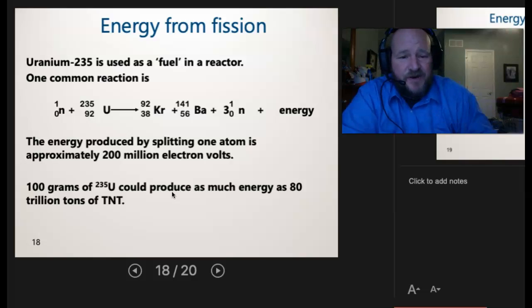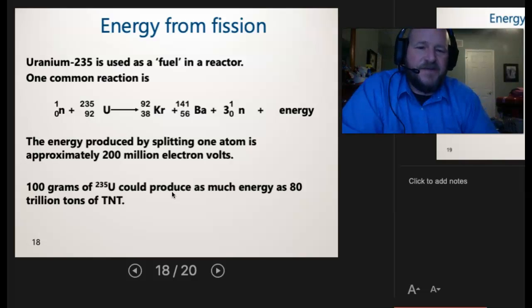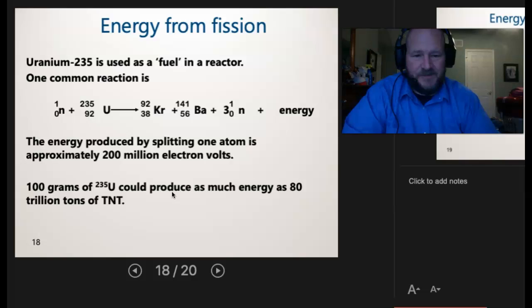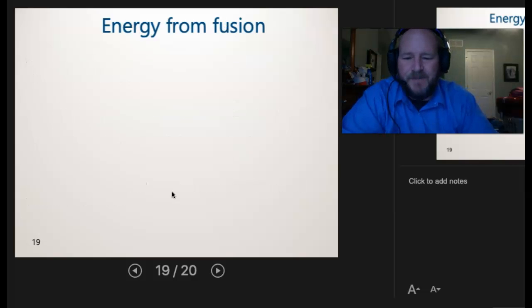And that's why we use uranium, right? That's why we use nuclear reactions, because we get a whole lot of energy out of just a little bit of material. Now, we also know that it's very unsafe. We just saw we could have a supercritical reaction. So scientists currently are working on fusion.